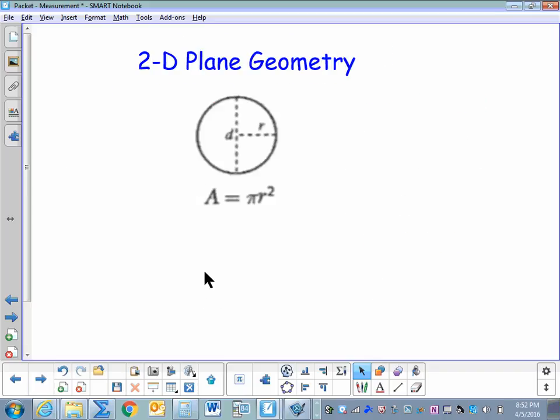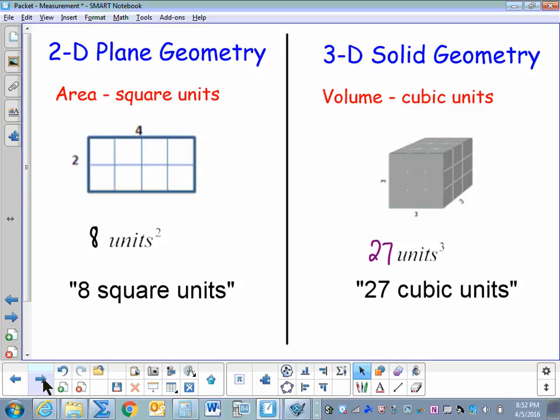The other plane geometry figure we've been working with is a circle, and the area of a circle is pi r squared. When we work with plane geometry, we measure area, square units. How many squares fit in the polygon? And we read it as 8 square units. Volume, we work in cubic units. How many cubes can fit inside the solid figure? We would read this as 27 cubic units.